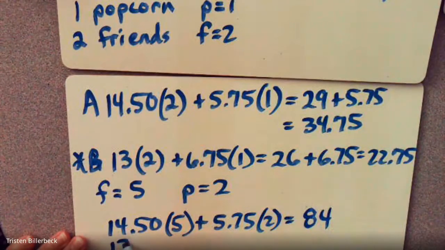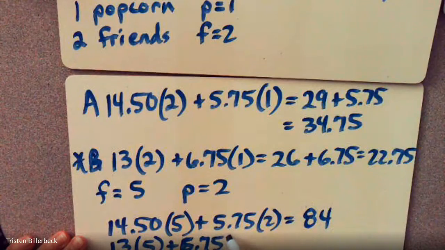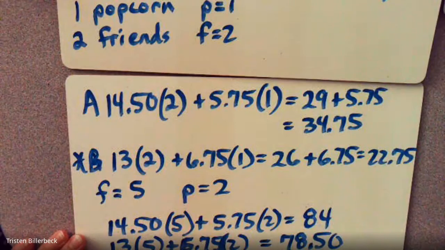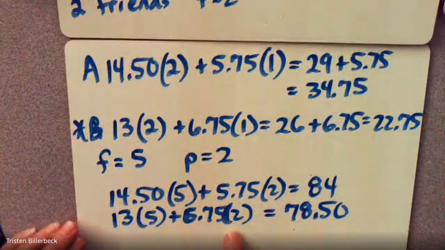Then we do 13 times 5 plus 6.75 times 2. Let me quickly do that one. So theater B is still cheaper even after all that. I guess it's just going to matter if we buy a lot more popcorns than 2.